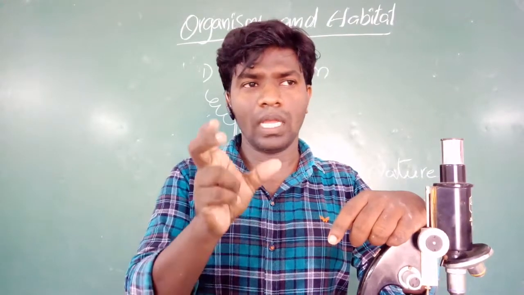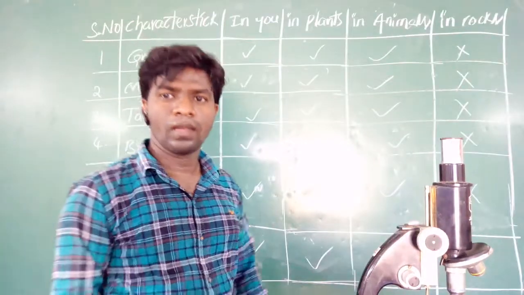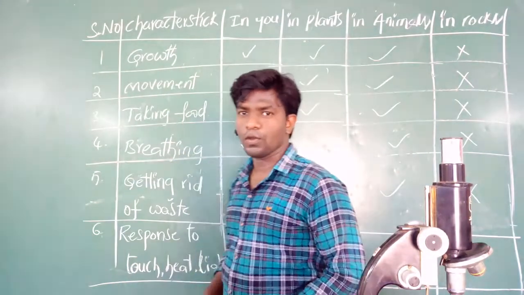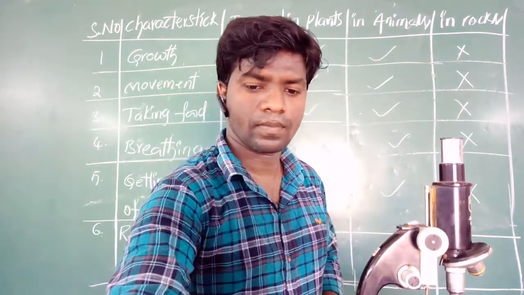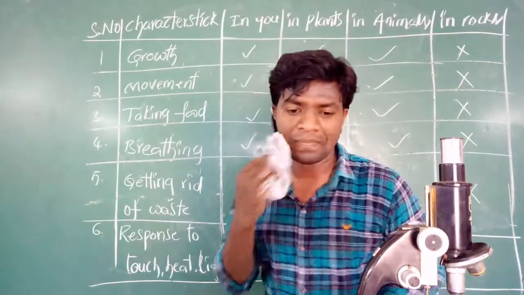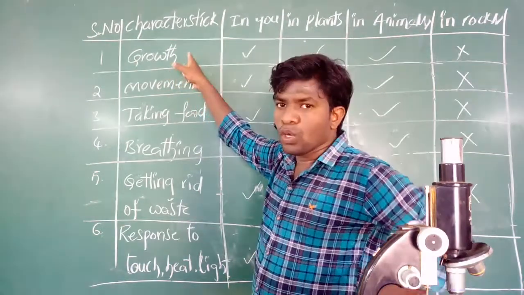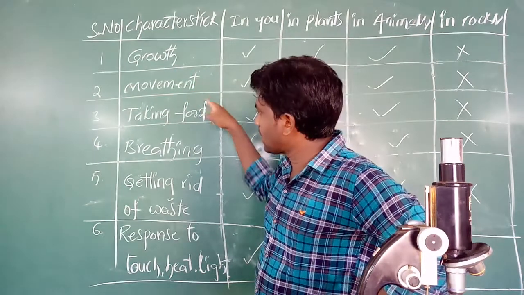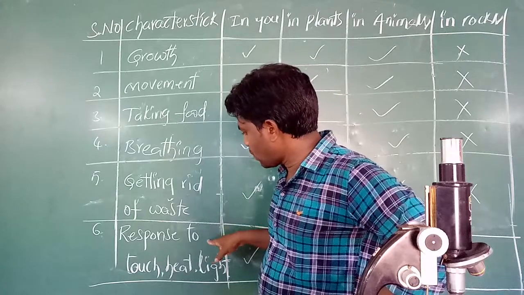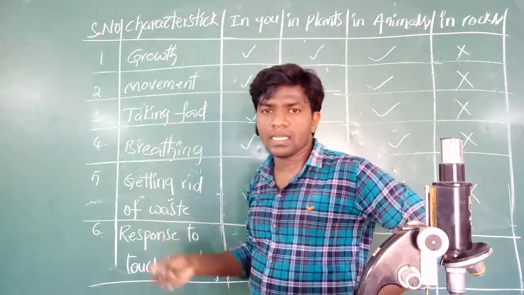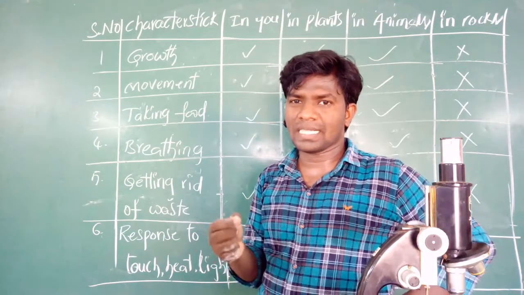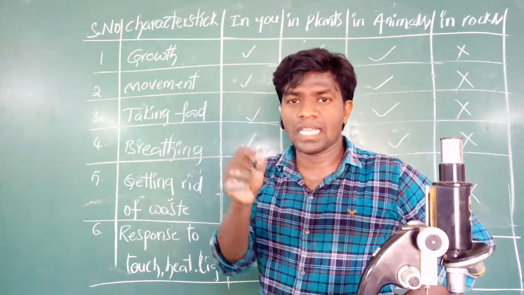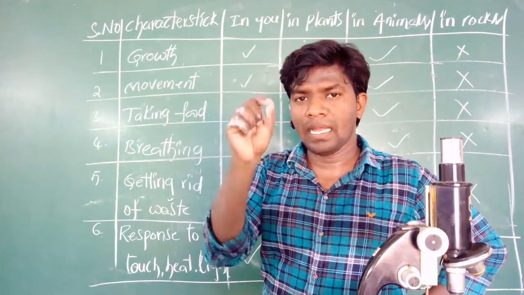Now I will tell you a table of the living being characteristics. Okay, write it. Next, look at the board. The living being characteristics: growth, movement, taking food, breathing, getting rid of waste, response to touch, heat, light. These are the characteristics. So we can observe: do these characteristics take place in you, in plants, in animals, in rocks?